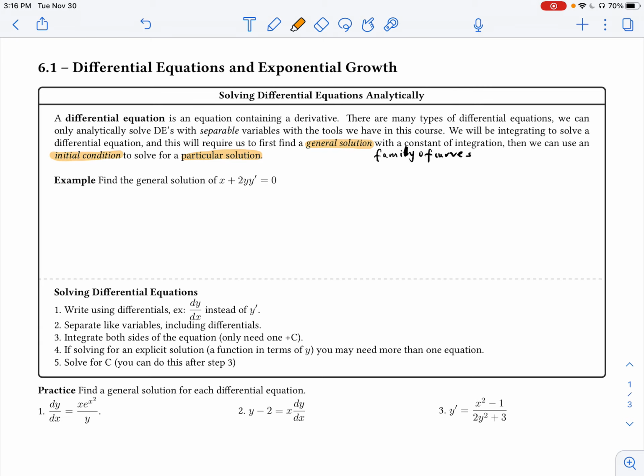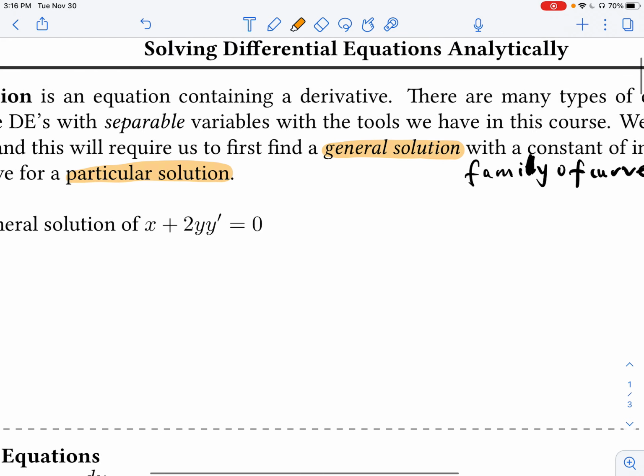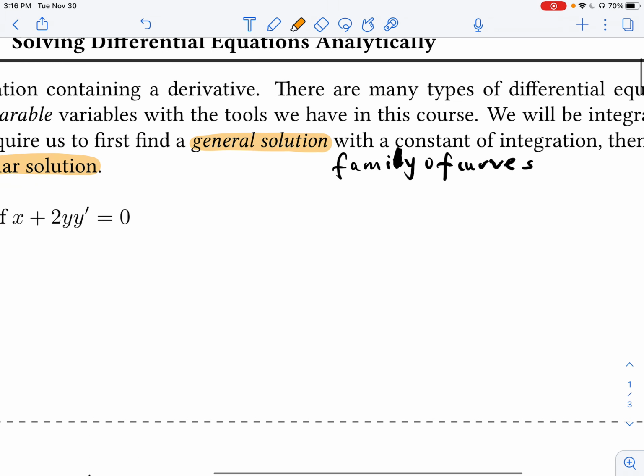Okay? So if you have a moment, pause the video right now and write down the steps that we have for solving differential equations. And once you have that done, let's actually go through this first example together. So here's a differential equation. We've got x plus 2y times y prime, and we're going to find the general solution of this equation.